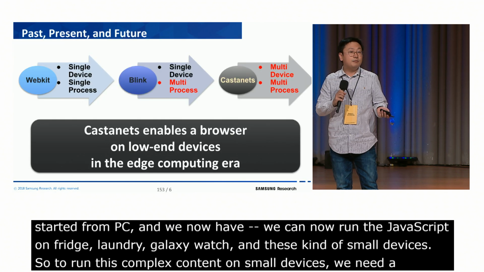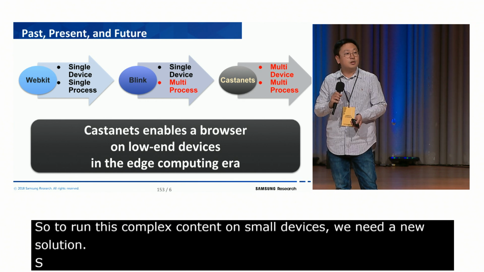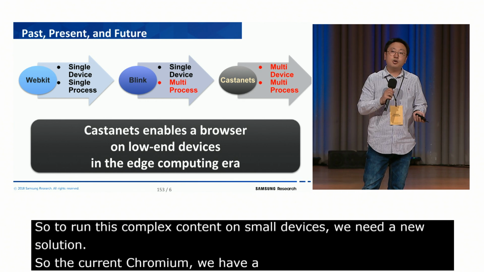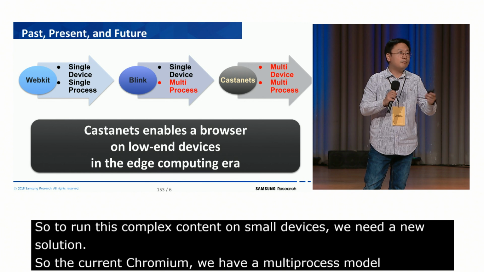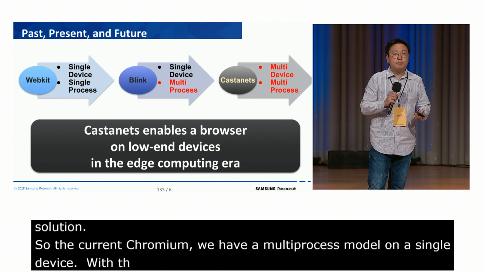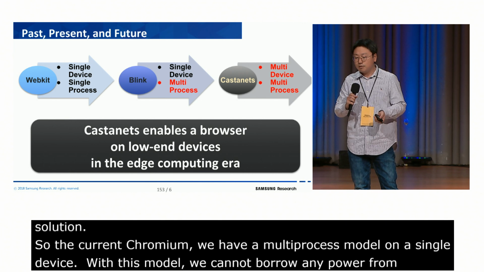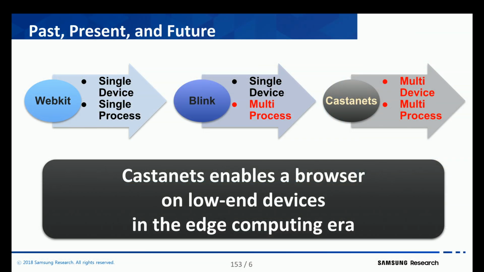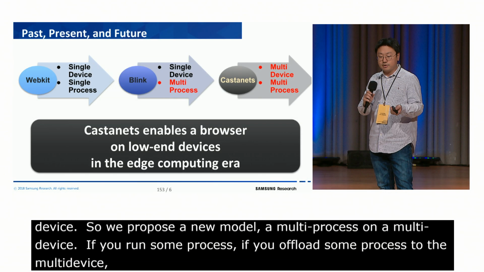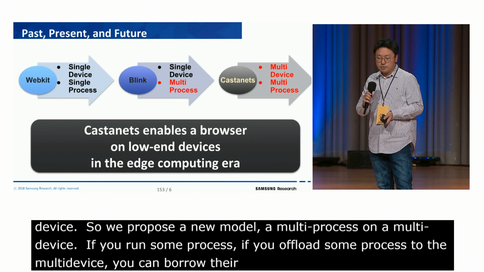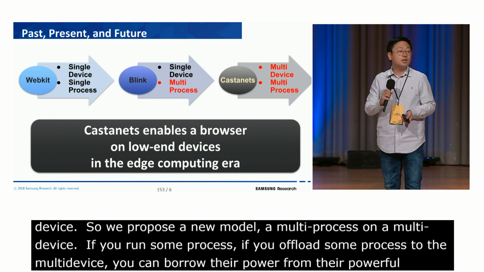So current Chromium has a multi-process model on a single device. With this model, we cannot borrow any power from other devices. So we propose a new model, which is multi-process on multi-device. If you offload some processes to other devices, you can borrow power from the powerful devices. So we propose Castanets, which enables the browser on low-end devices.